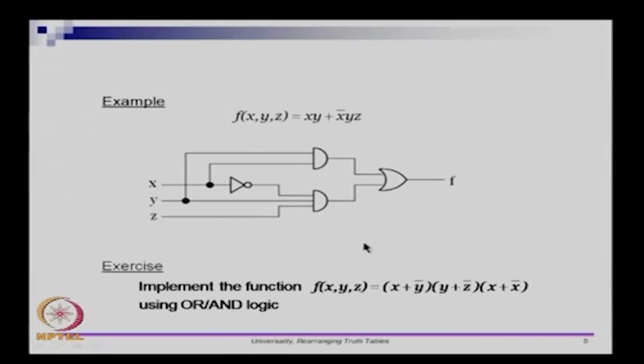So in this circuit what we have is a direct implementation of xy plus x bar yz. We did not try to simplify it or do anything else, this is directly writing it in this form. So it is just to show you that an AND OR circuit is easy to arrive at.